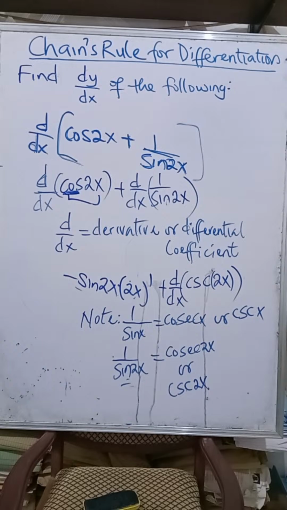Let me just finish this one. Let's assume this is the question. What I see initially is cos 2x plus 1 over sine 2x. That's what you type: cos 2x plus 1 over sine 2x. Okay, let's see the answer to that one.